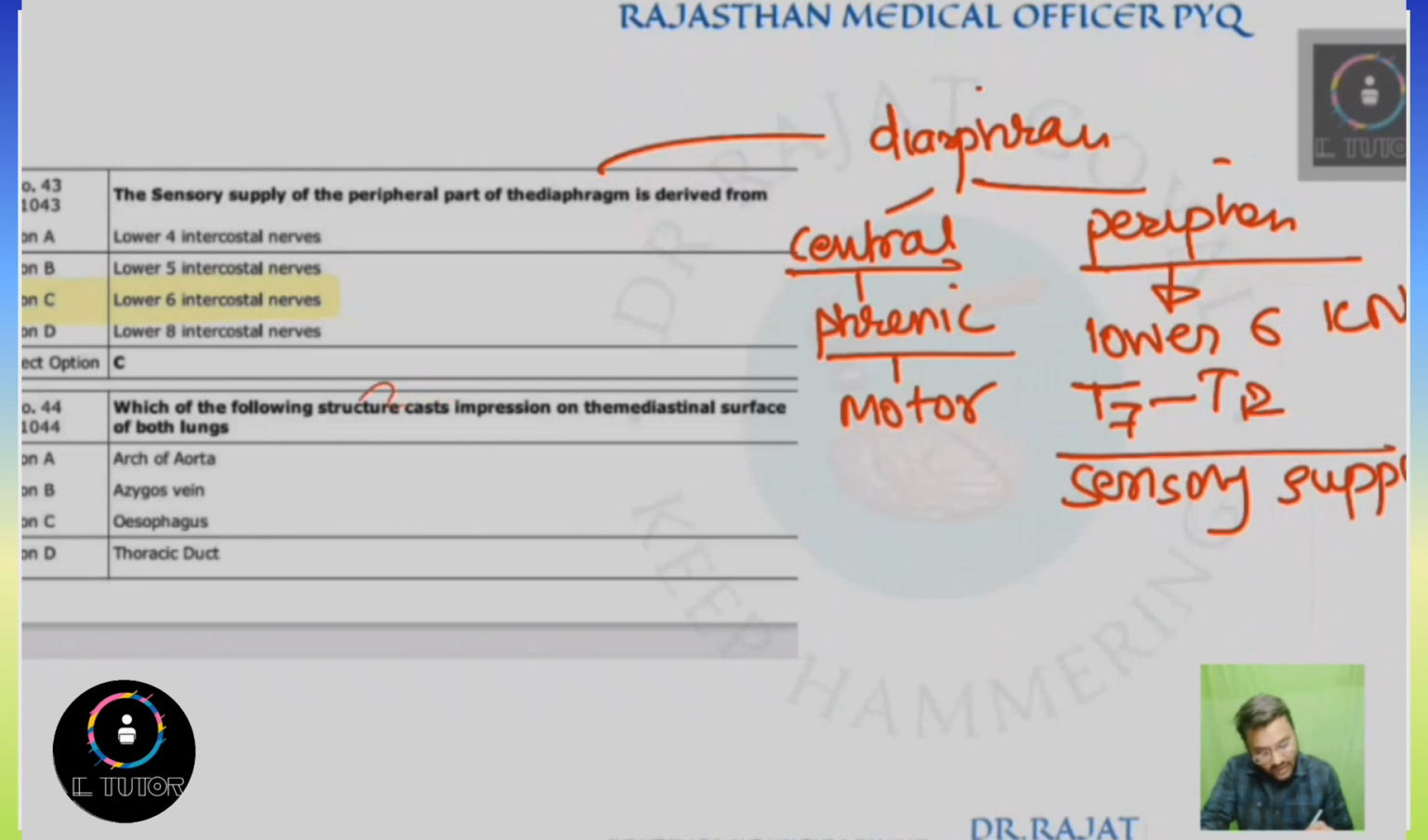Which of the following structures cast an impression on the mediastinal surface of both the lungs? So on both the lungs, esophagus will cast an impression. Answer is option number C. This is a direct question. Option number C will be the correct answer.